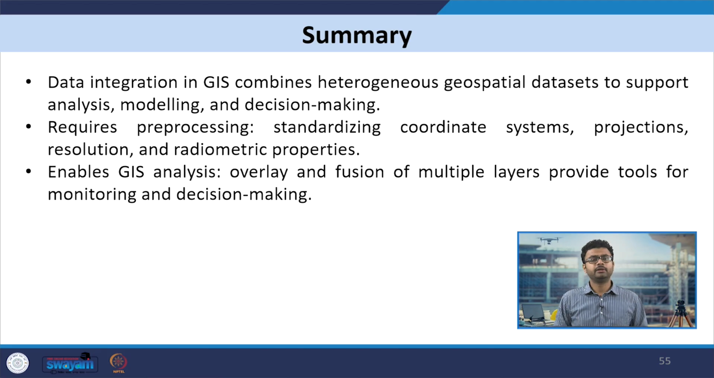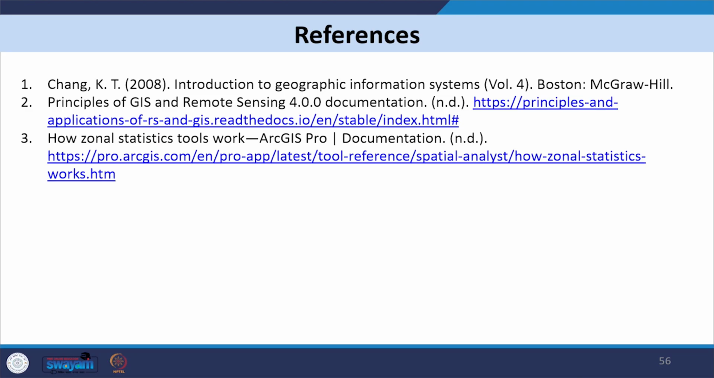So in summary, we saw that data integration in GIS combines heterogeneous geospatial datasets to support analysis, modeling and decision making. And this requires pre-processing. So we need to standardize coordinate systems, projection, resolution and radiometric properties. And by doing so, it enables GIS analysis through overlay and fusion of multiple layers, which can provide tools for monitoring and decision making. So that was all for today's lecture.